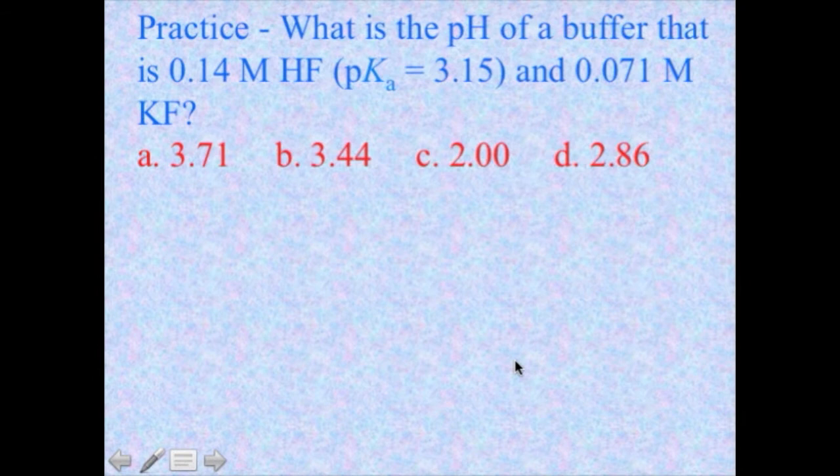So here's a practice problem for you to try. What is the pH of a buffer that is 0.14 molar in hydrofluoric acid with a pKa of 3.15 and a conjugate base concentration of 0.071 molar? Turn your playback off, try it, come back, we'll discuss it.